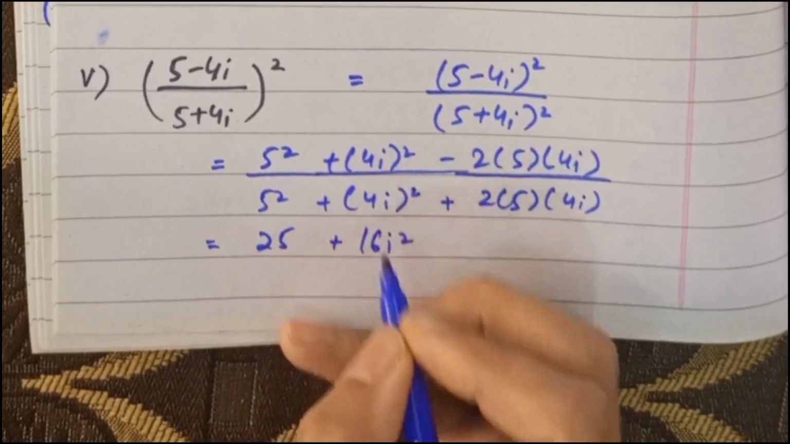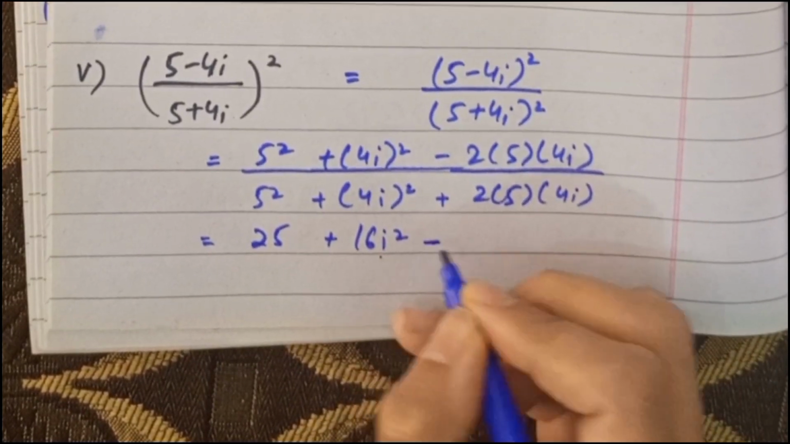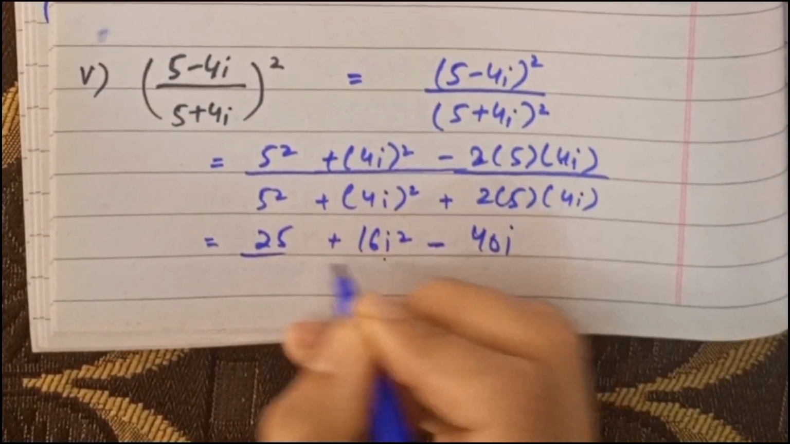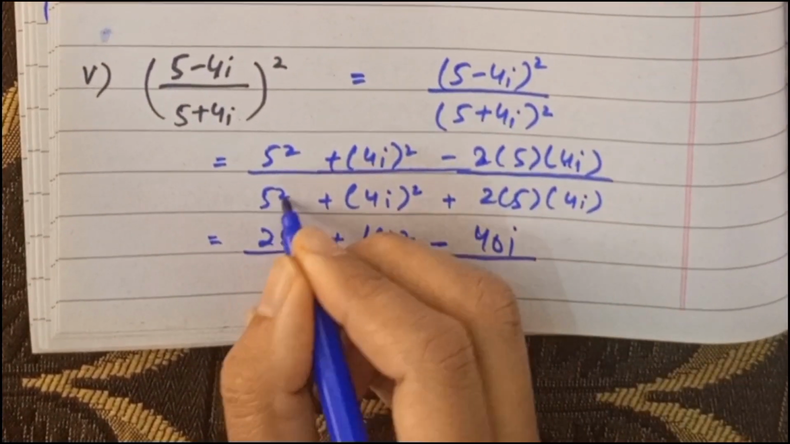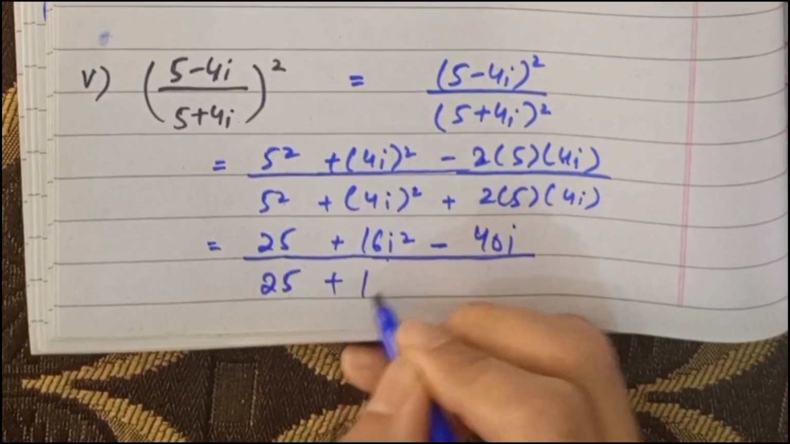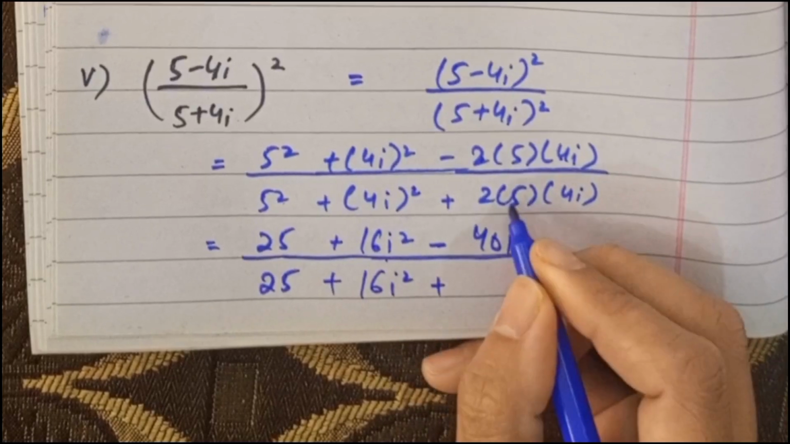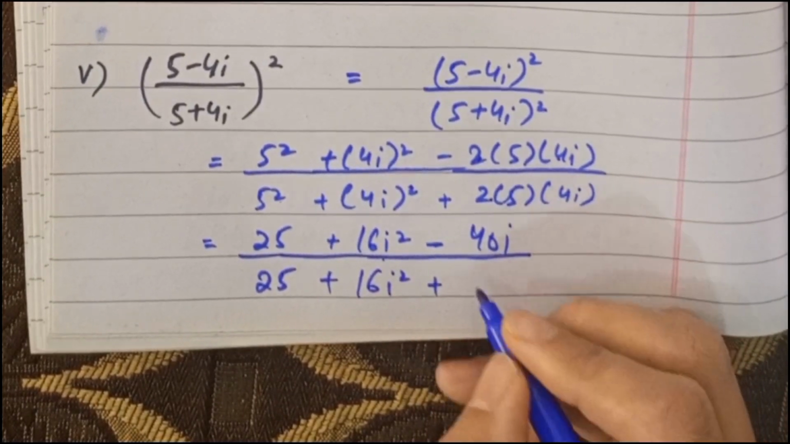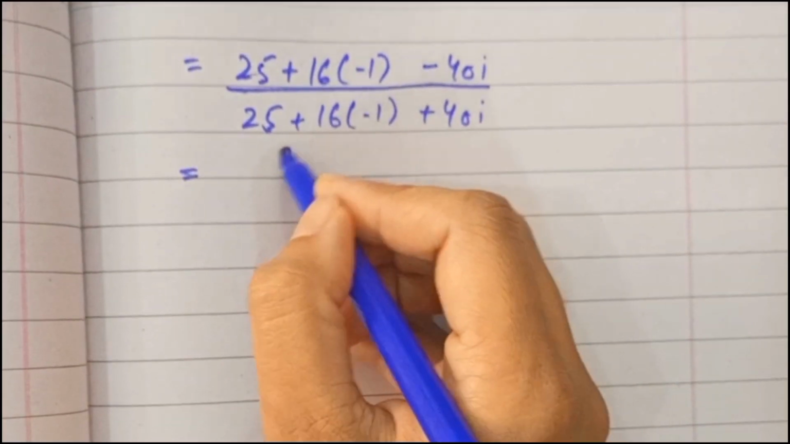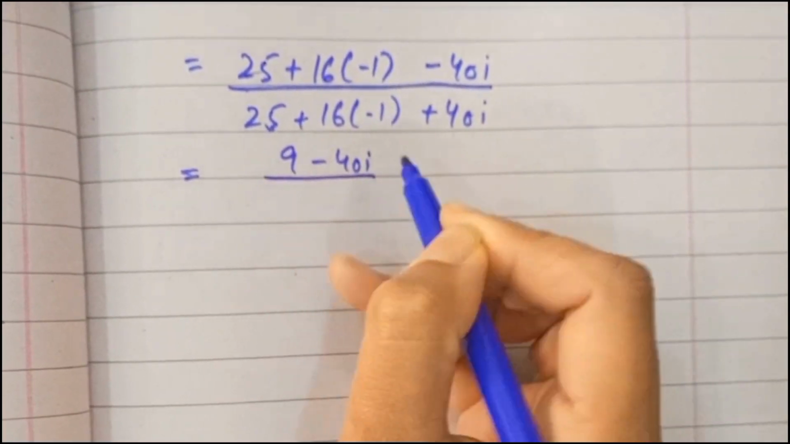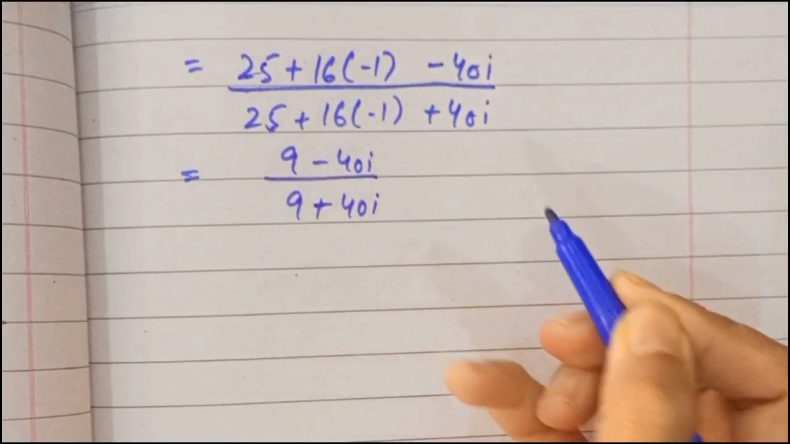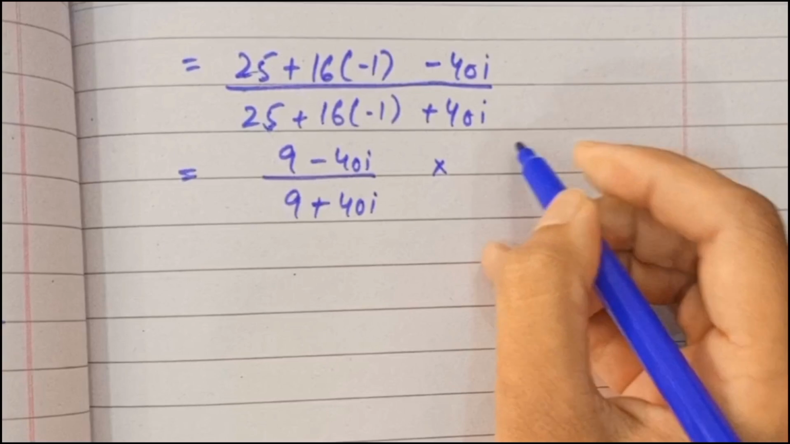This is 25 plus 16 iota square minus 5 2s are 10, 10 4s are 40 iota. 5 square is 25, 4 square is 16, iota square, 5 into 2 is 10, and there's the same 40 iota. 25 minus 16 is 9, and 25 minus 16 again, then 9 plus 40 iota. We will rationalize it.